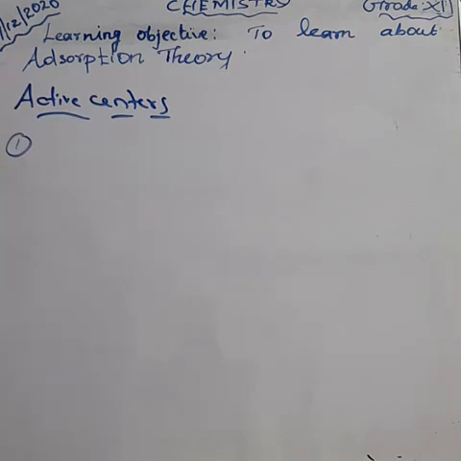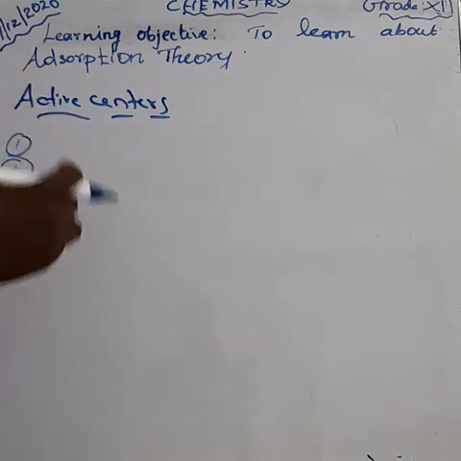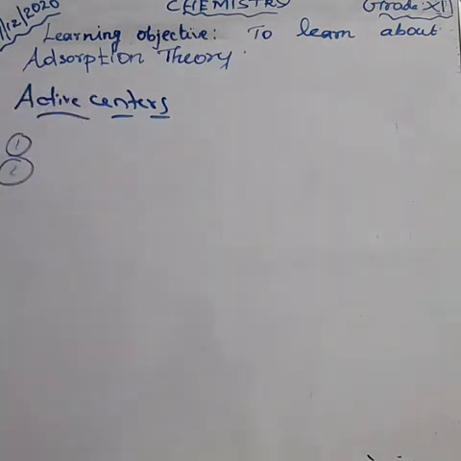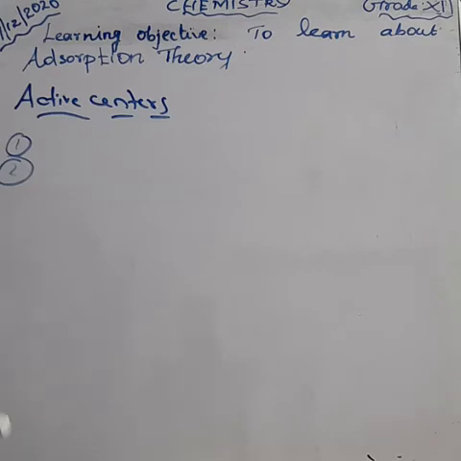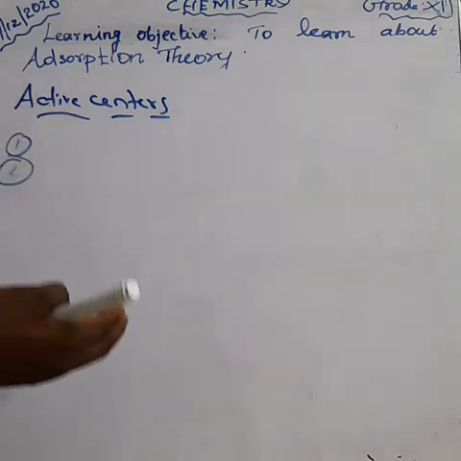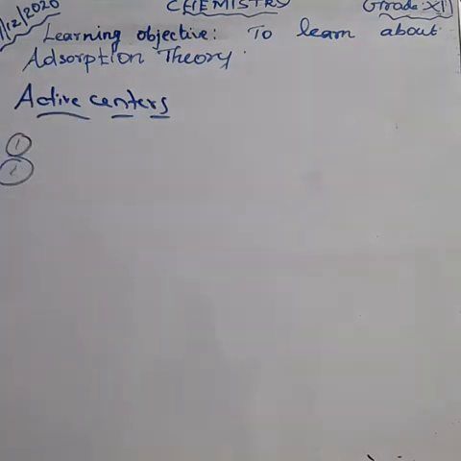Second point. The action of catalytic poison occurs when the poison blocks the active centers of the catalyst. We learn about the catalytic poison. What is the catalytic poison? The substance which destroys the activity of the catalyst. Anyhow, the action of catalytic poison occurs when the poison blocks the active centers of the catalyst.